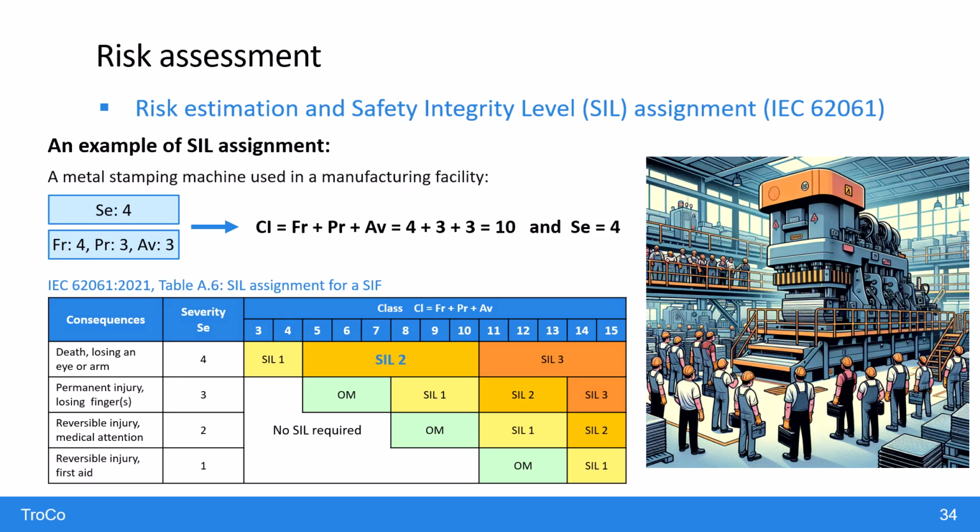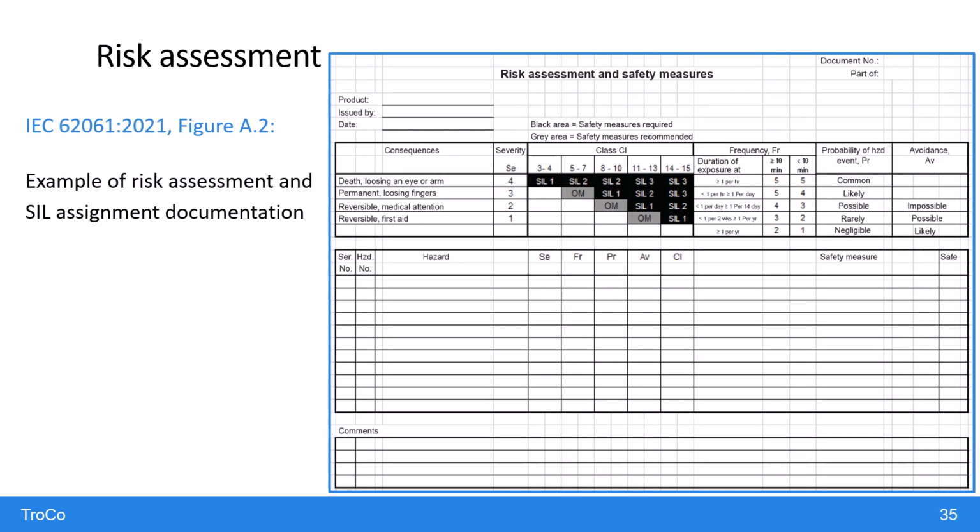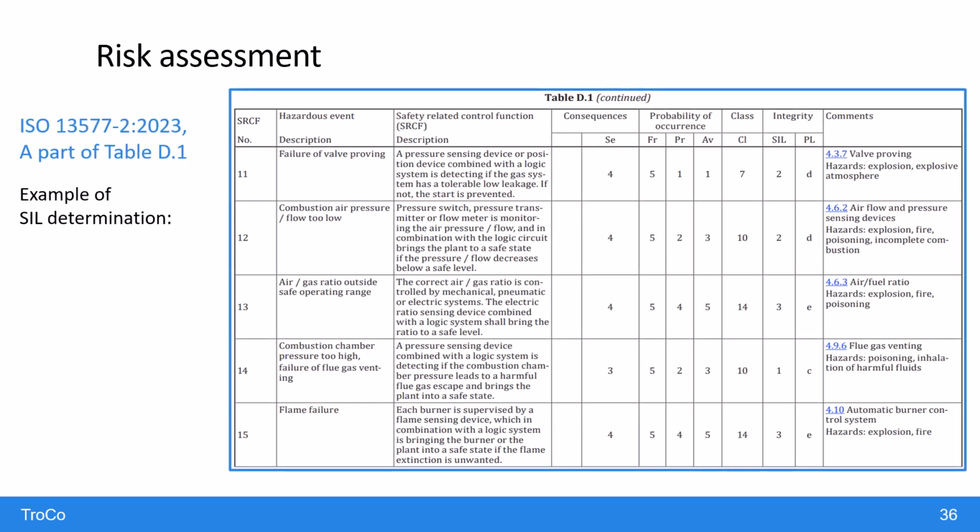This table shows an example of risk assessment documentation and SIL assignment from IEC 62061. This table illustrates how ISO 13577 Part 2, a Type C standard, applies IEC 62061, a Type B standard, to determine SIL requirements for identified hazards.